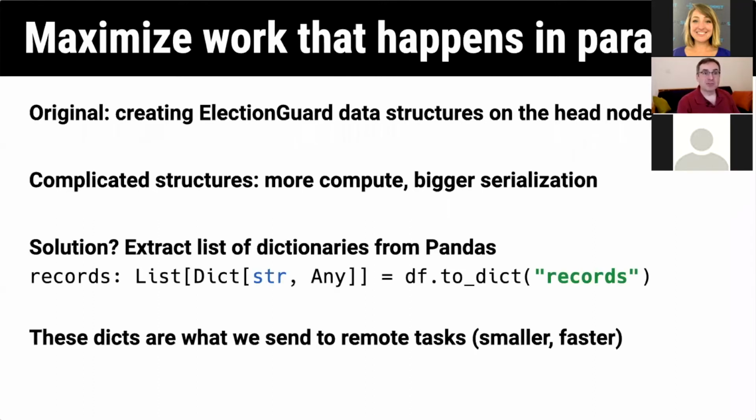So my solution was just to pull out the basics from my Pandas data structure, in this case saying, give me a list of Python dictionaries. And then once I have all of these records, I just sent those out to the remote nodes. And I built my complicated hierarchy for my plain text ElectionGuard ballots on my cluster rather than on the head node. And that actually had a real significant performance bump.